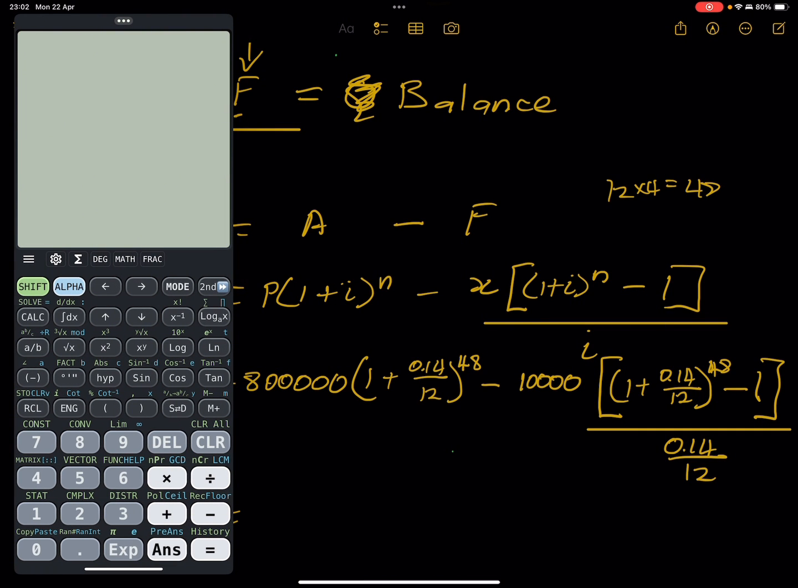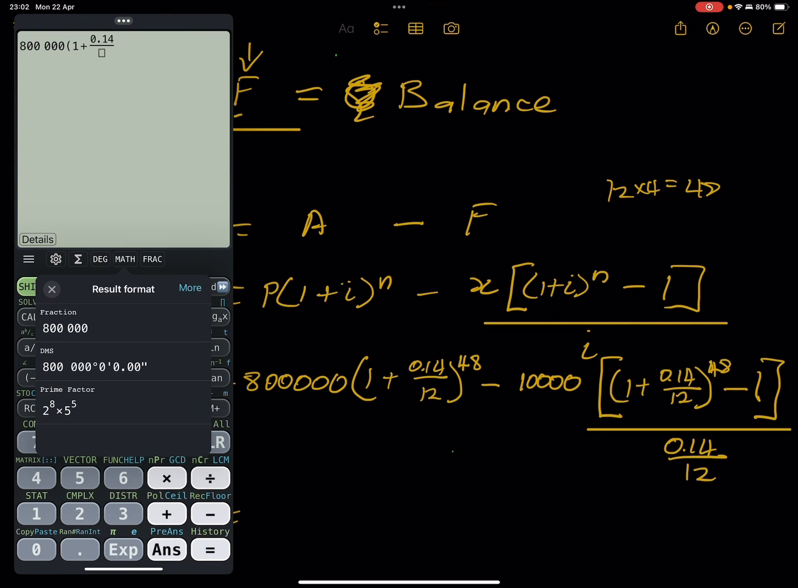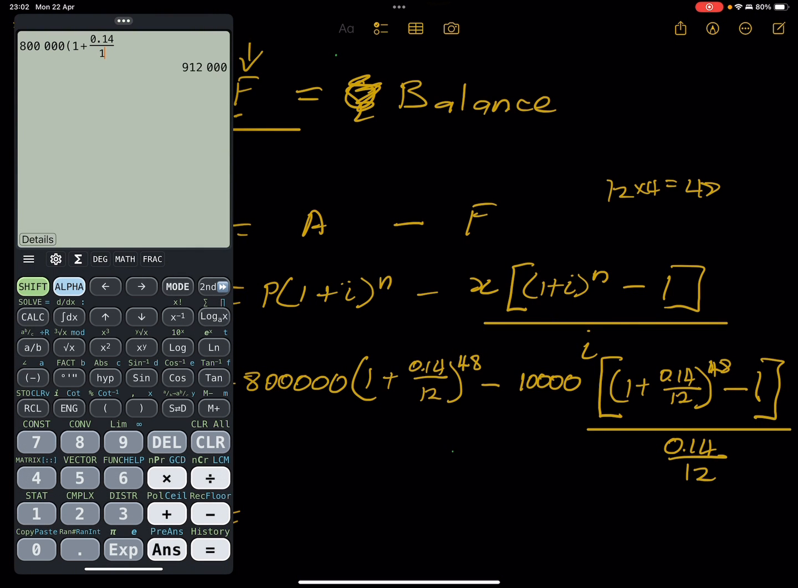Okay, so we're going to say this is 800,000 into 1 plus 0.14 over 12, and this would be y^x 48. All right, now this is subtract, and please note I'm going to do all of this in my calculator, right? So let's do this.